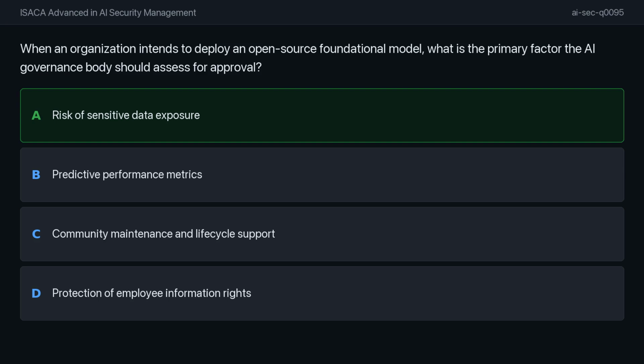While predictive performance is important, it measures capability rather than security. Community maintenance addresses technical longevity, but is not the primary governance risk. Employee privacy rights are a significant concern, but they are a specific component within the broader scope of data confidentiality and security. Governance committees prioritize the organization's overall data protection posture above all else.